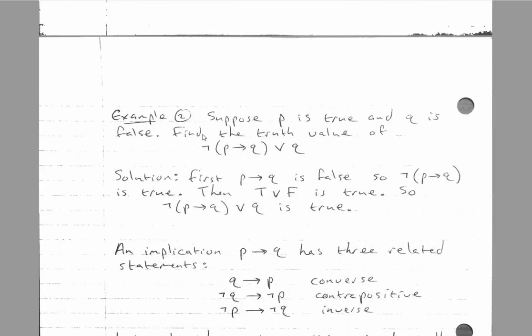Okay, another type of question, example 2. Suppose that P is true and Q is false. So we have two propositions, but we're told their truth values. Find the truth value of this. This is called a compound proposition. You're connecting your basic propositions P and Q with logical operations. This is just like working out a piece of arithmetic if you just had numbers.